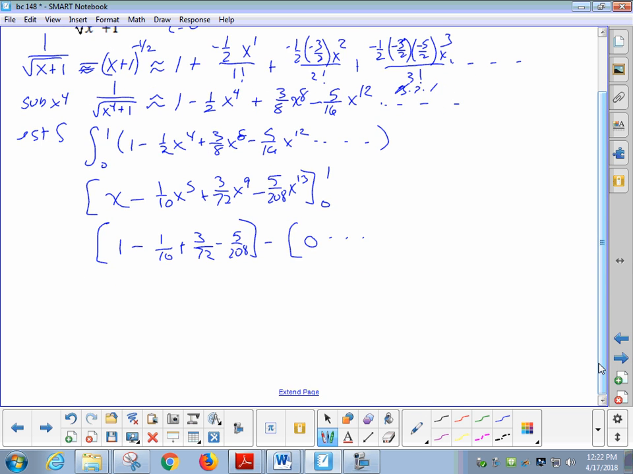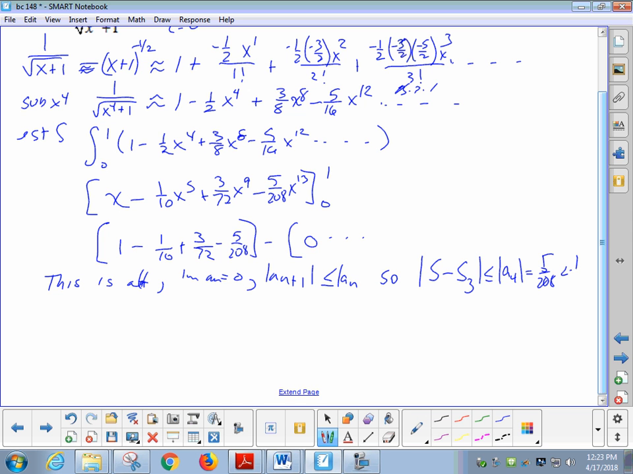So by the alternating series error bound, this is an alternating series, alternating terms, limit to 0, they decrease. So the difference between the true infinite sum and how many am I going to use? S3 is less than or equal to a4, which is 5/208ths, which is less than 1/40th. For S3, the estimate is whatever that is, 1 minus a 10th plus 1/24th.